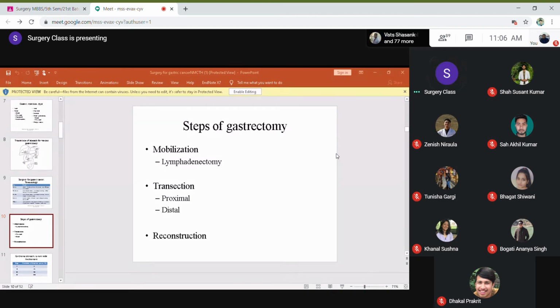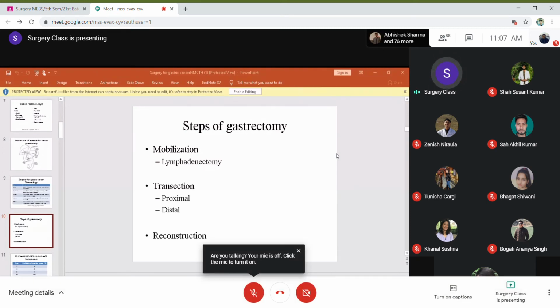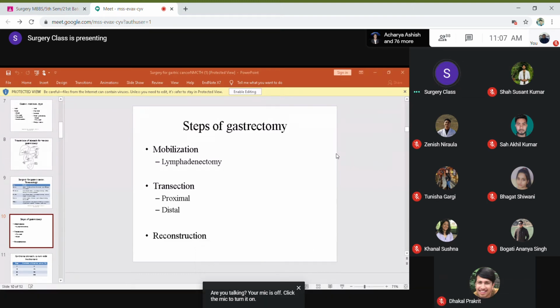So D2 includes D1, the perigastric nodes, plus removal of the nodes along the main branches of the celiac axis. So in D2, you remove the perigastric nodes as well as the nodes along the main branches of the celiac axis. So that is D2, okay? Just remember D2, and just know that there is something known as D3, but don't remember D3 and forget D2, okay? D2 is the standard of care.